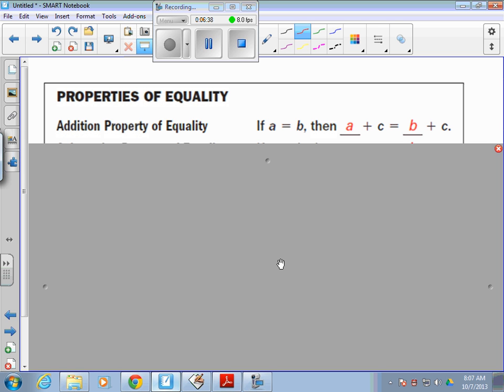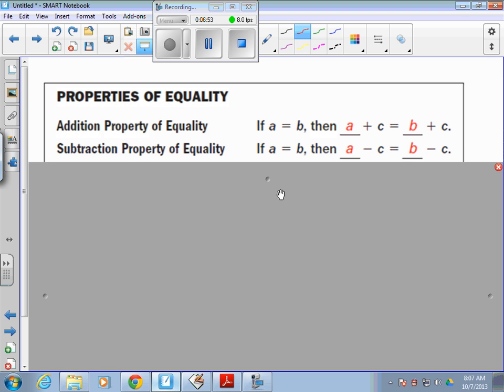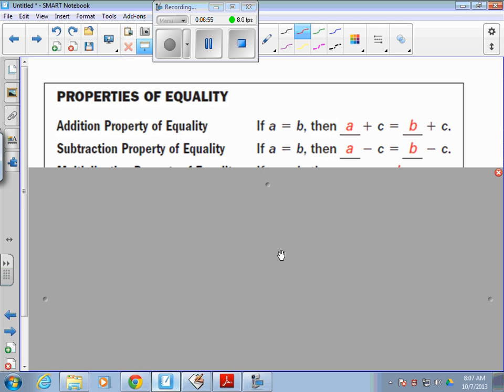And we talked about 2 out of the 4 of these, but we've actually talked about all 4 of them. We're just officially defining them here. The addition property says that if A is equal to B, then when you add C to A, it's the same thing as adding C to B. Same thing with subtraction. If A is equal to B, when you subtract C from A, it's the same exact thing, or it's equal to subtracting C away from B.